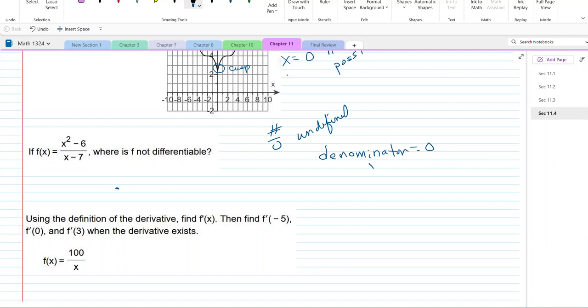So then we have x minus 7 cannot equal 0, so x cannot equal 7. So where x equals 7, the function has no derivative.